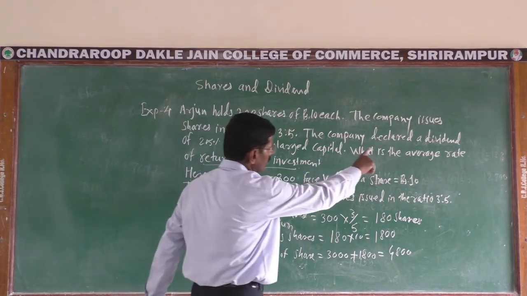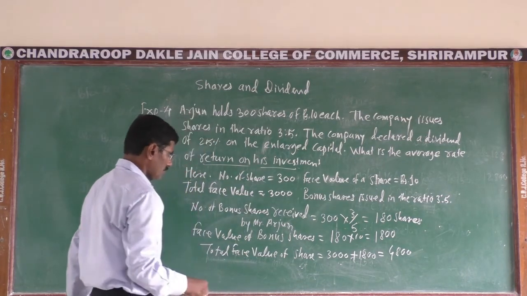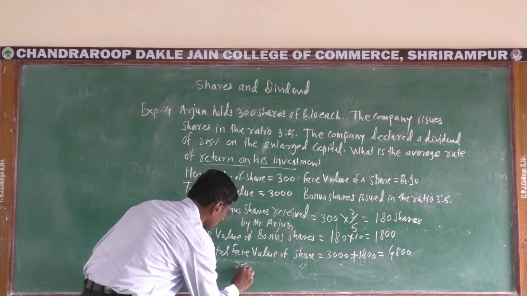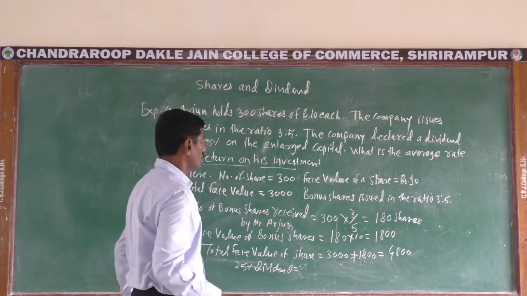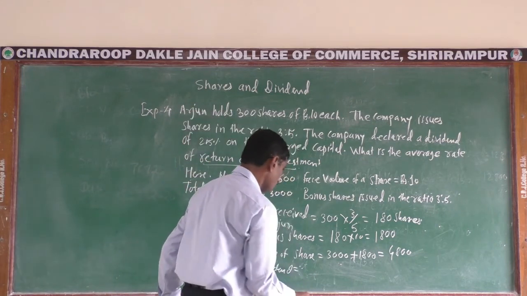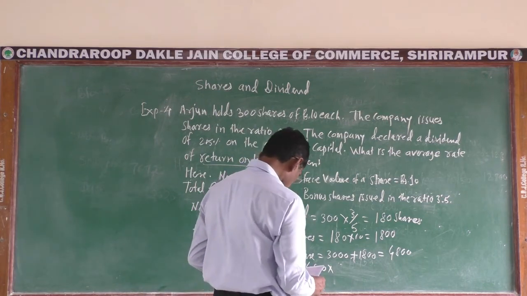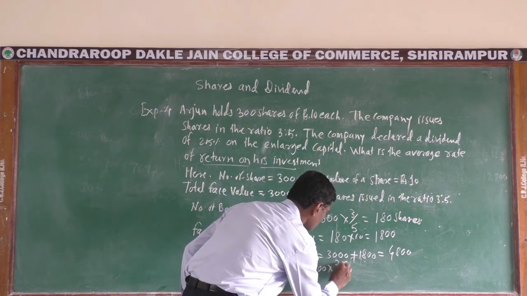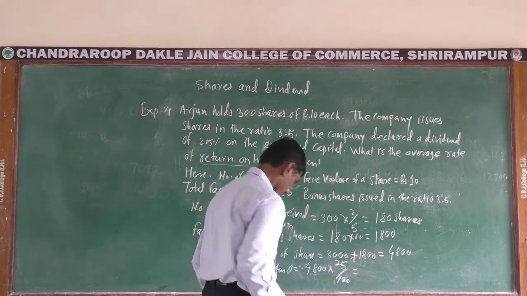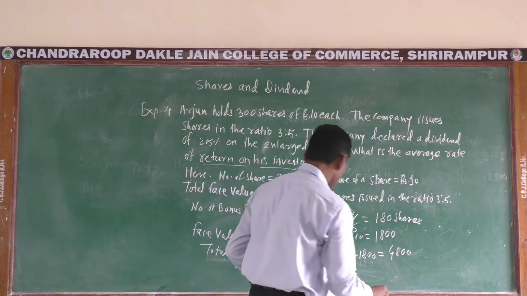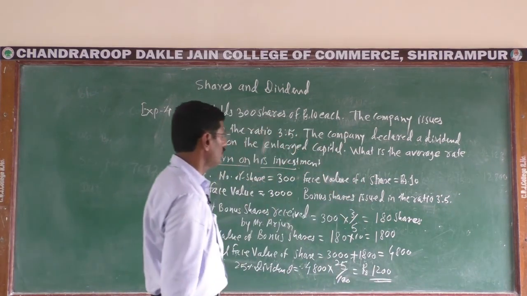Then the company declared a dividend 25% on enlarged capital. Therefore, here 25% dividend is equal to 4800 into 25%, that is 25/100. Okay, it means Arjun received a dividend of rupees 1200.